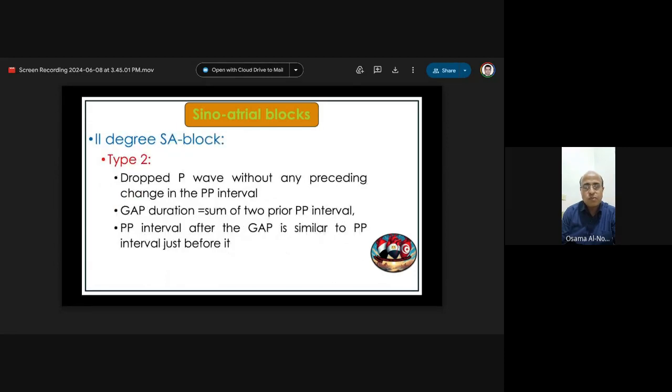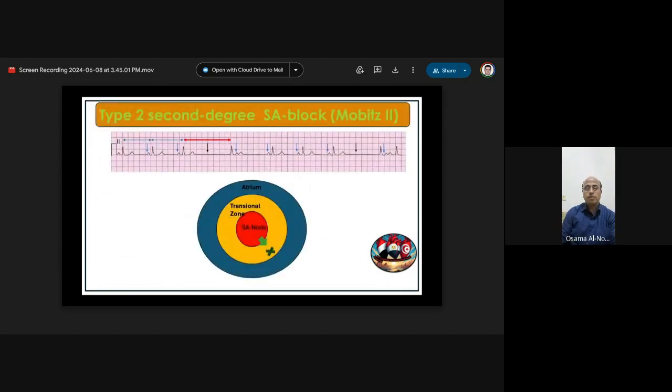For the second degree type 2, this pattern is the equivalent of Mobitz 2. There is an intermittent dropped P wave with a constant interval between the impulse generation and the atrial depolarization. So we have a dropped P wave without any preceding change in the PP interval, and the duration of the pause is an exact multiple of the preceding PP interval. And the PP interval after the pause is similar to the PP interval just before it.